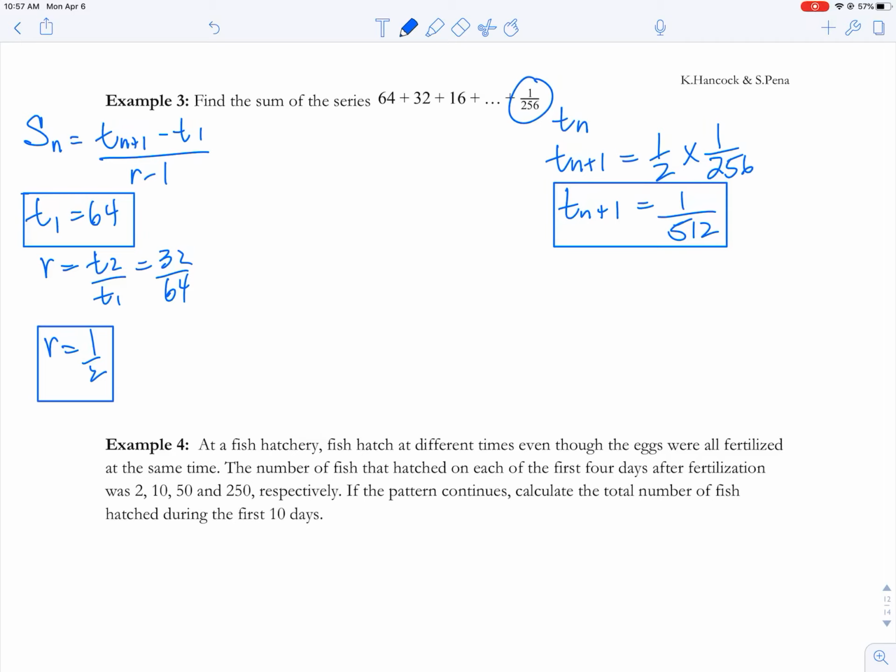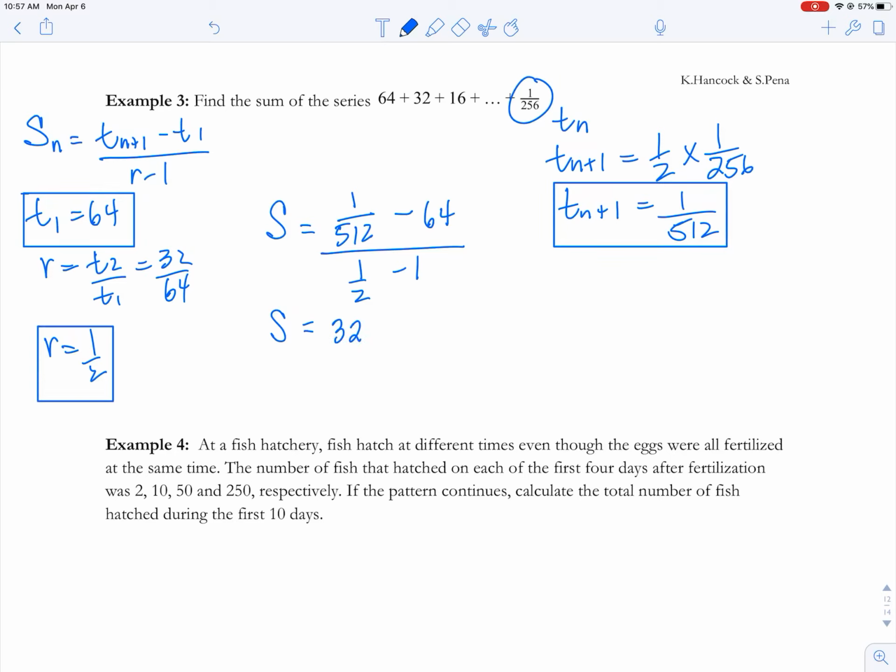So for all of this, we plug them all in and we find that our sum is equal to 1 over 512 minus our first term, 64, divided by 1/2 minus 1. So when I did that on my calculator, I did the whole thing all at once using the box over box fraction button on the calculator. So the answer the calculator first gave me was a fraction.